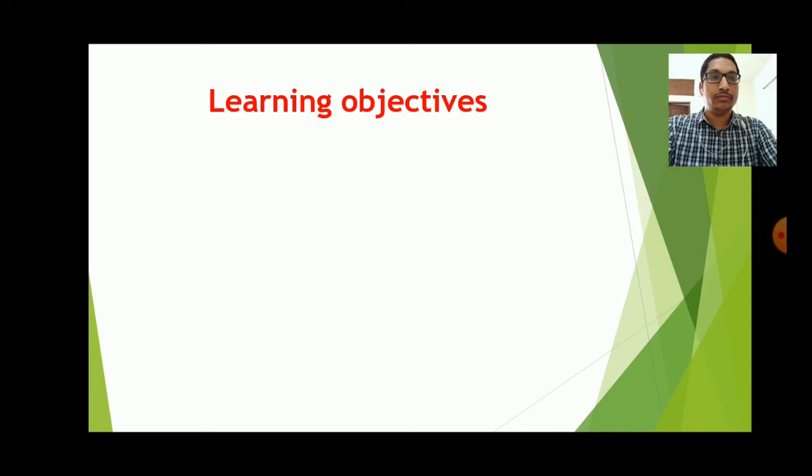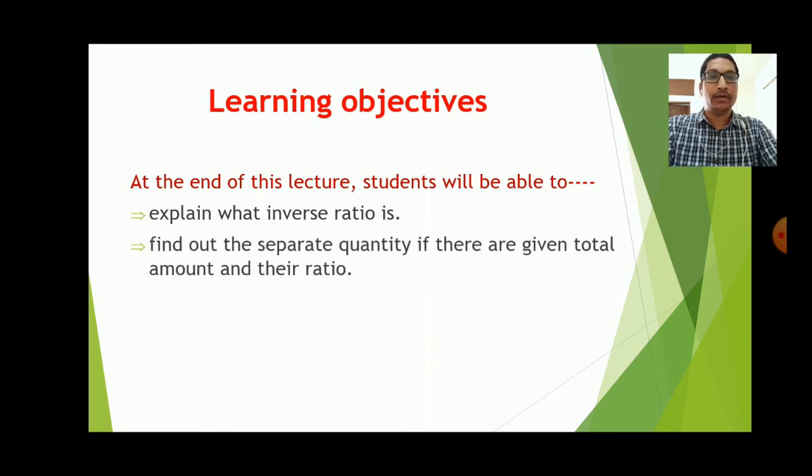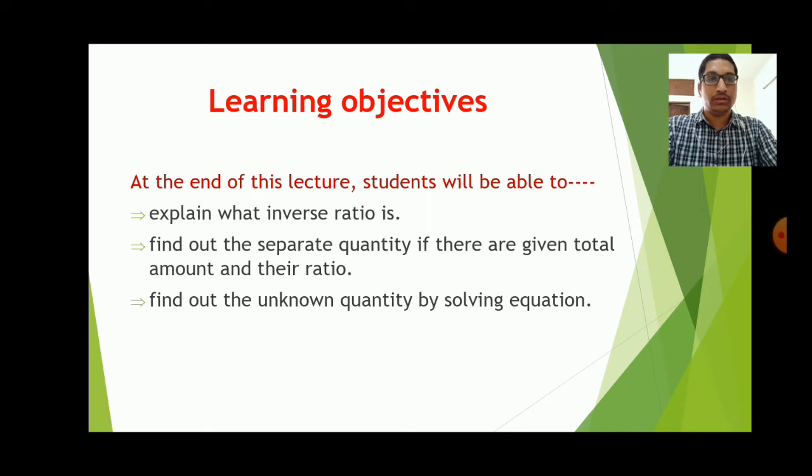Now learning objectives. At the end of this lecture, students will be able to explain what inverse ratio is, find out the separate quantity if the total amount and their ratio are given, and find out the unknown quantity by solving an equation.